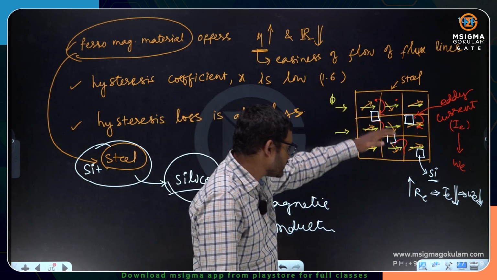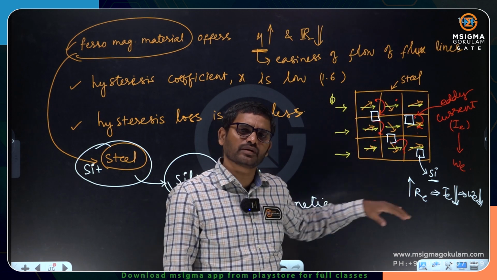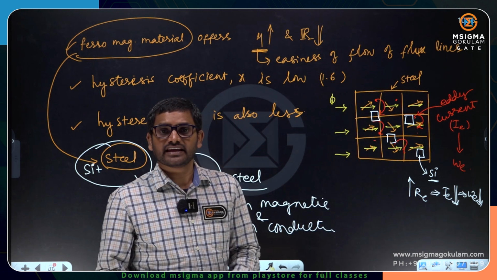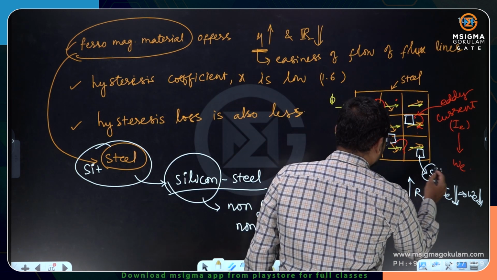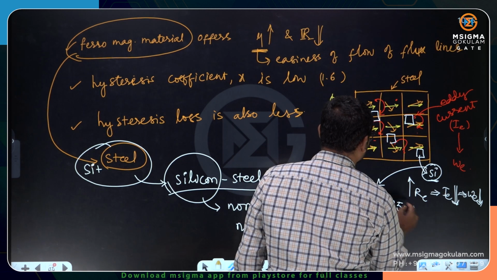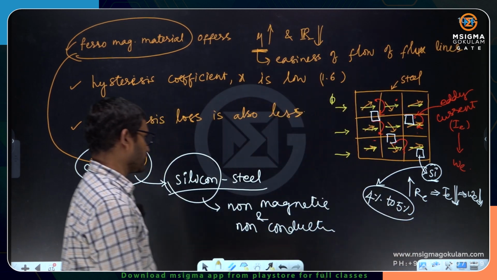The mechanical strength of the core is going to be reduced if you add more and more silicon. That is the reason why addition of silicon is restricted. Hardly 4 to 5% of silicon is added. Not more than that. Okay.